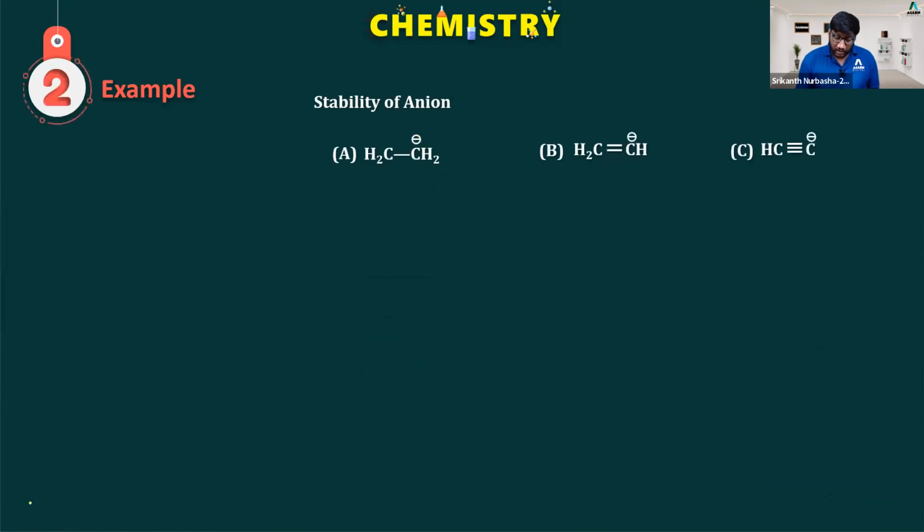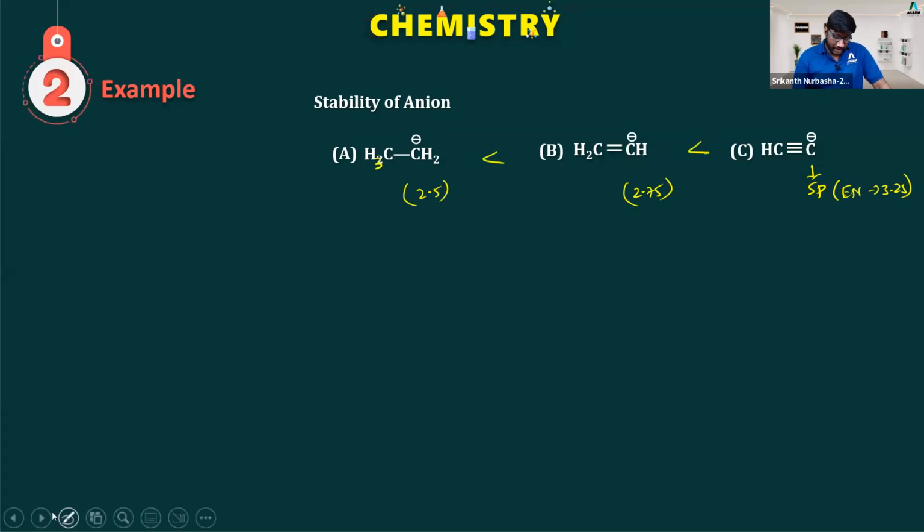Compare here the order: CH3CH2 minus, CH2=CH minus, CH≡C minus. C greater than B greater than A, because electronegativity is the dominating factor. The sp hybridized carbon has an electronegativity of 3.25, more electronegative even when compared to nitrogen. sp2 hybridized will have something around 2.75. sp3 hybridized will have 2.5. So C greater than B, B greater than A, that is the right order of stability of the anions.